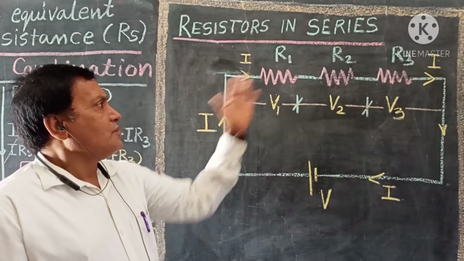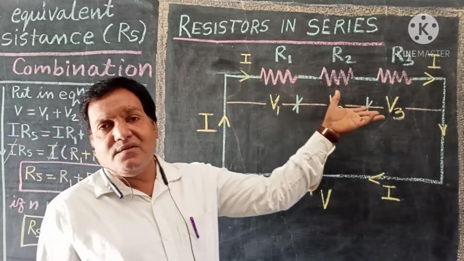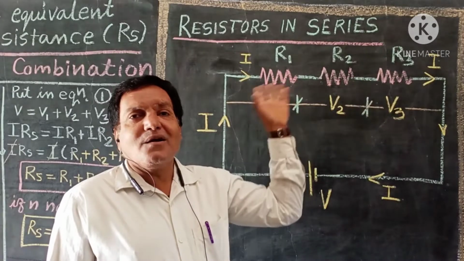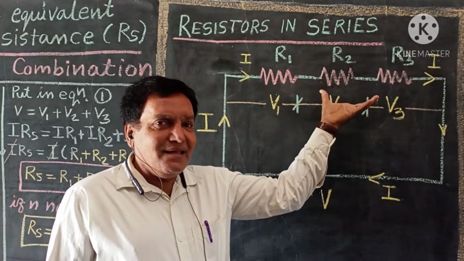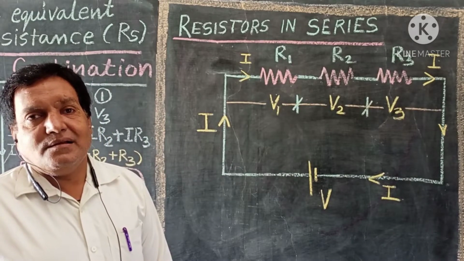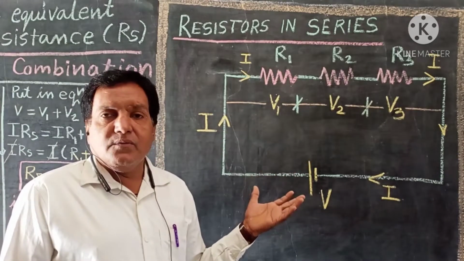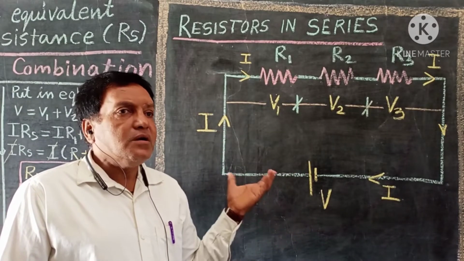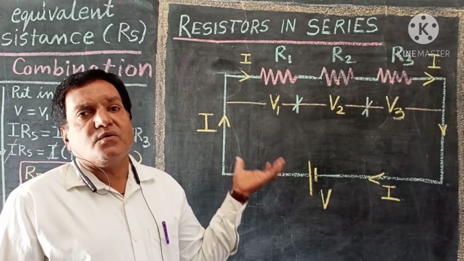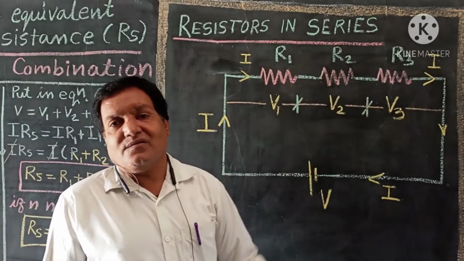So now the total voltage is V, total current is I. What is the total resistance? Total resistance is the combination of these three resistors. If we are discussing total quantities in this electric circuit, then total voltage is V, total current is I, and total resistance will be the combination of these three resistors.